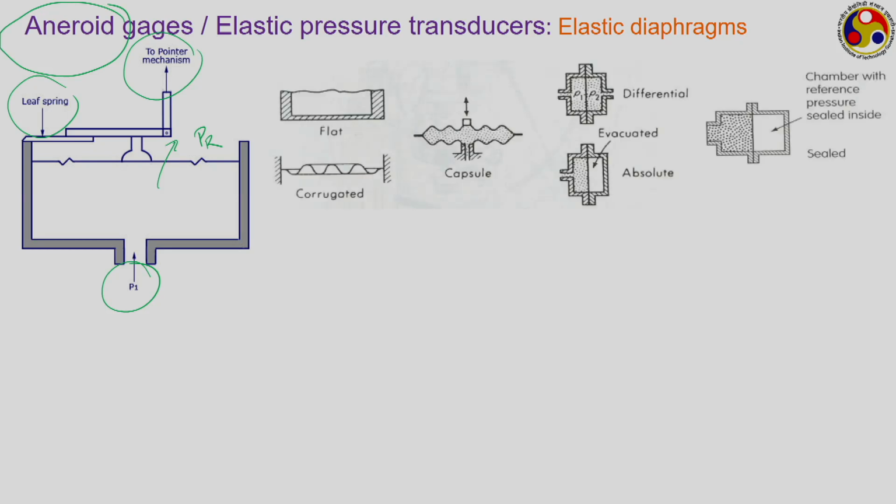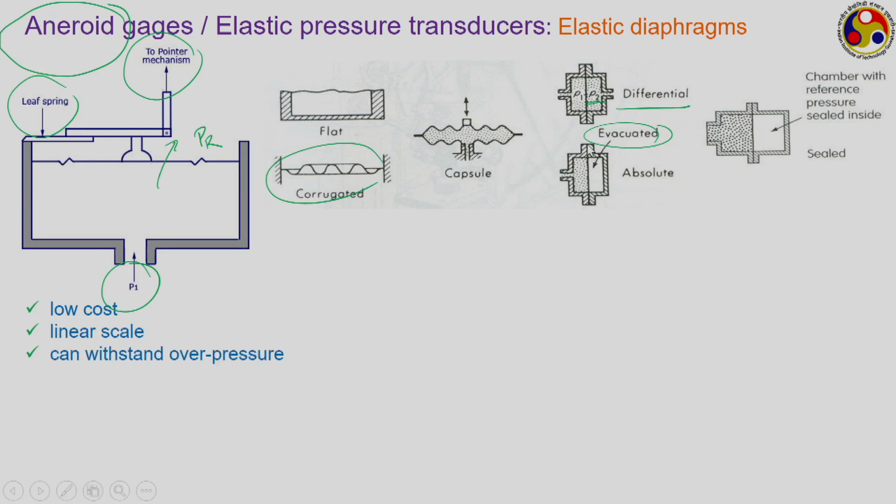There are several designs for these elastic diaphragms. The diaphragm can be flat, or it can be corrugated, like in this. We can have a capsule kind of configuration. We can get both differential and absolute pressure measurement, like here differential, where we maintain a reference pressure P2 on one side, whereas in the case of absolute it is perfectly evacuated. These are very low cost devices, can provide a linear scale, and can withstand over pressure because of the stiffness of the diaphragm itself. There is no permanent zero shift, and we can get both absolute and gauge pressure measurement.